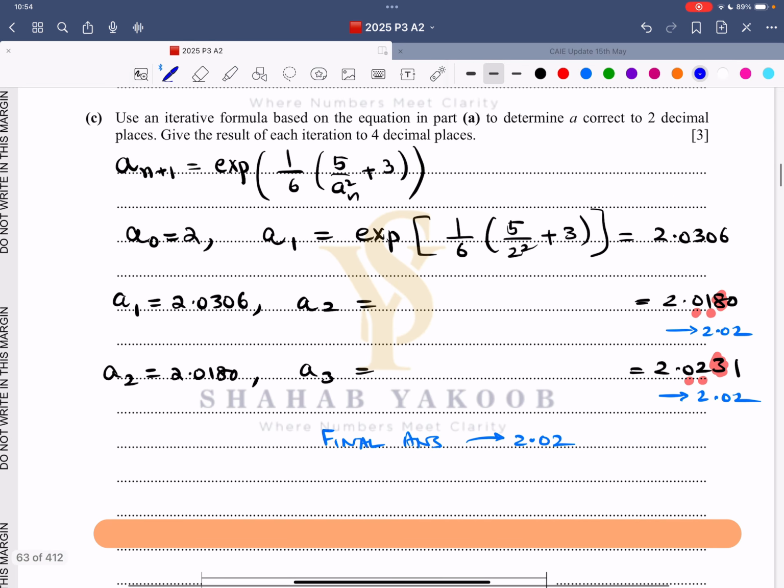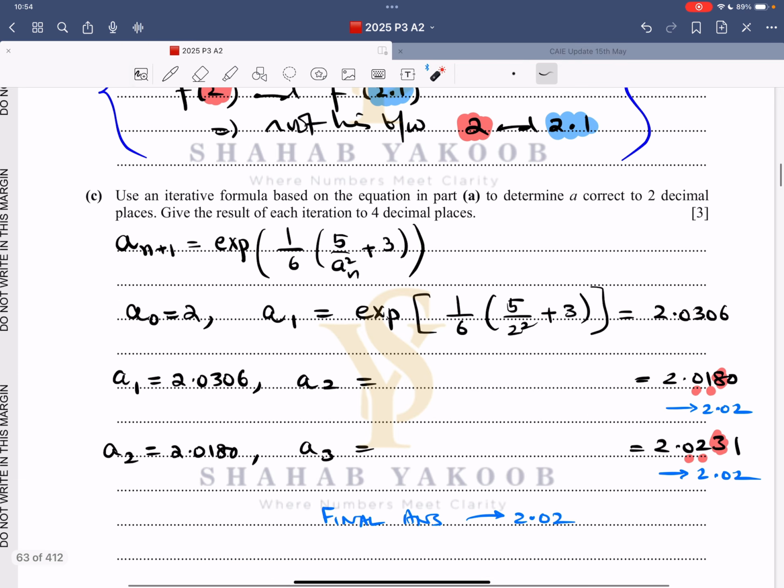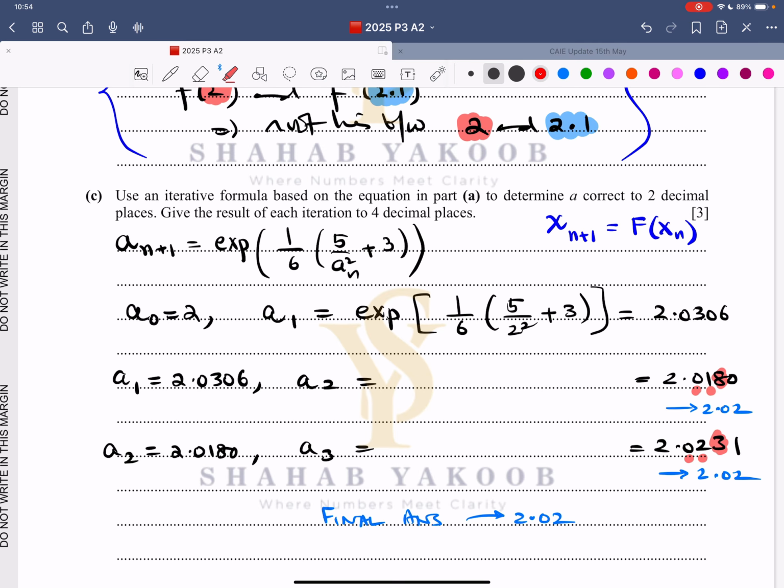Use an iterative formula based on the equation in part A. Since x was already the subject, this is the iterative formula. It's of the form x_(n+1) is a function f of x_n. So over here, this is n plus 1 and this is n. Now the initial value is 2.